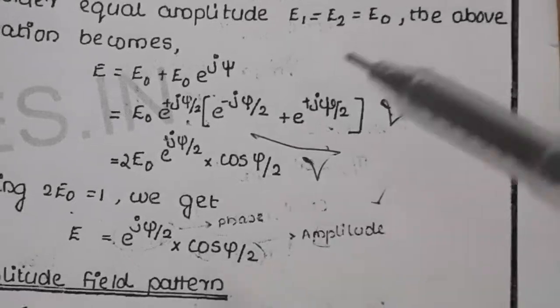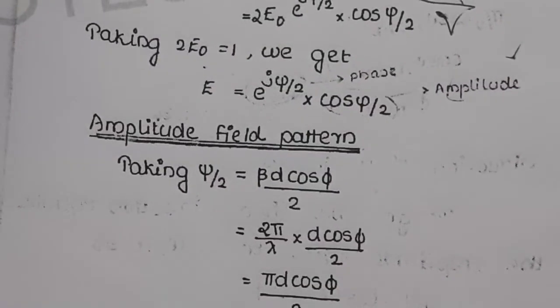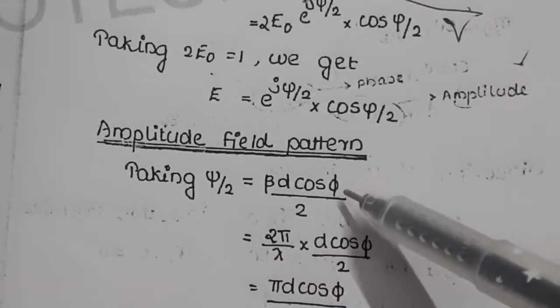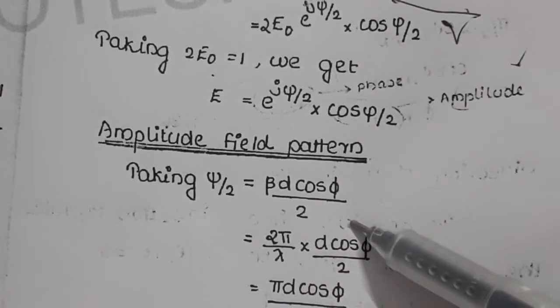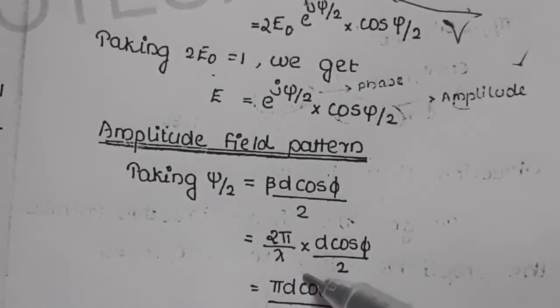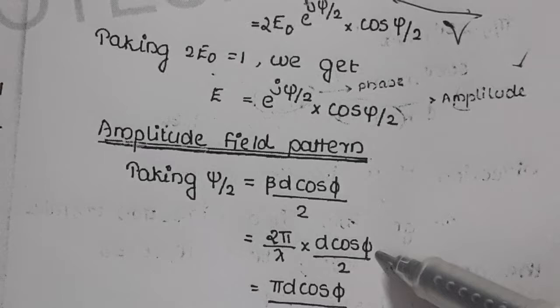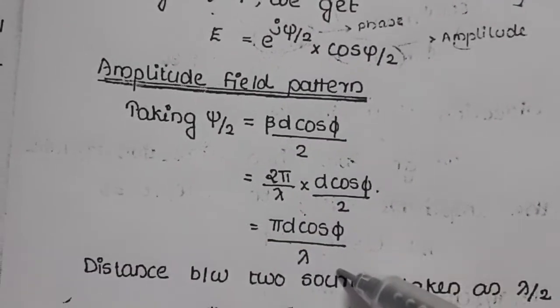This is called the amplitude. So now we'll consider the amplitude pattern. We'll take psi by 2 equal to beta d cos phi by 2. We already know that beta is 2 pi by lambda. So therefore d by 2 into cos phi as it is. Now we will take pi d cos phi by lambda.